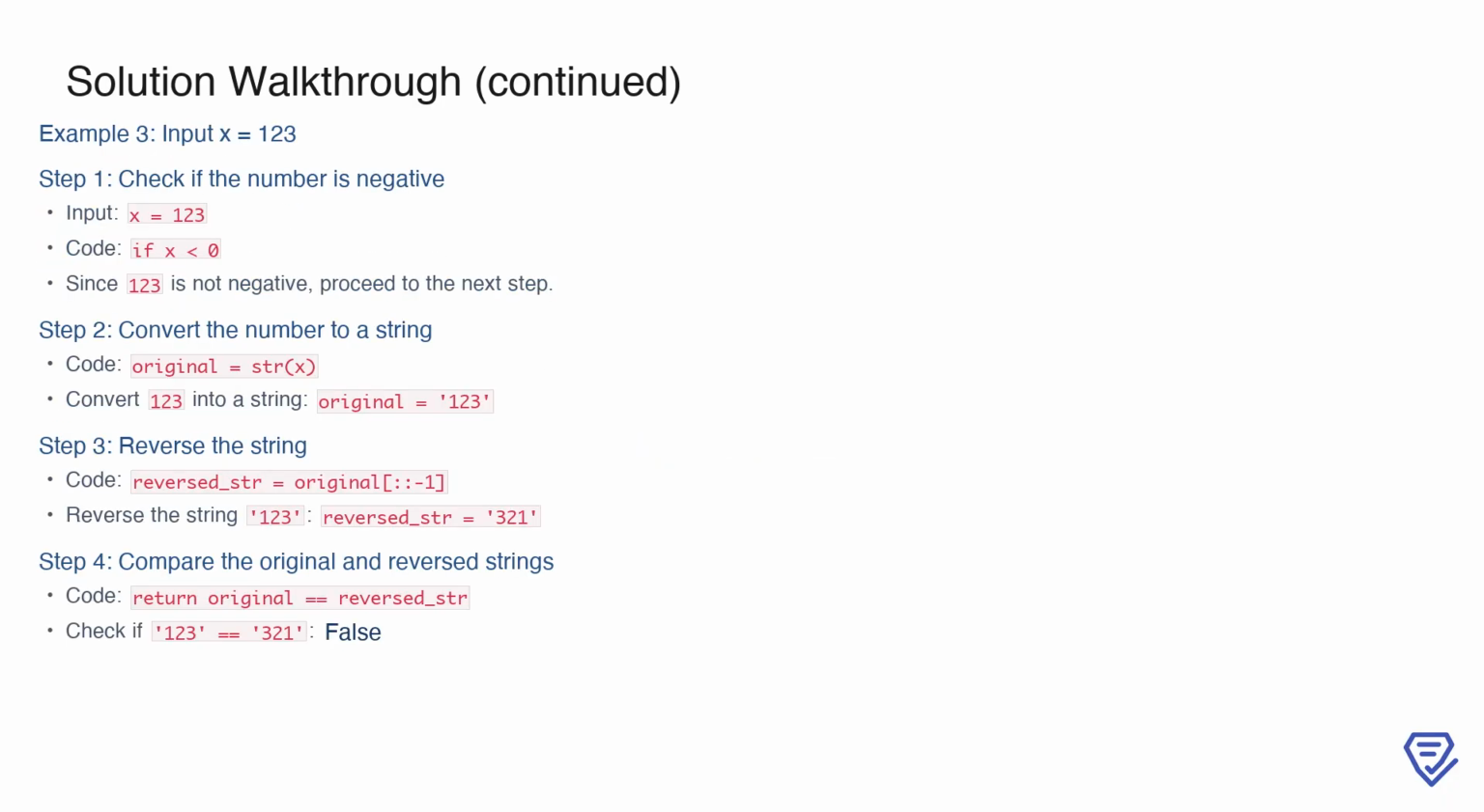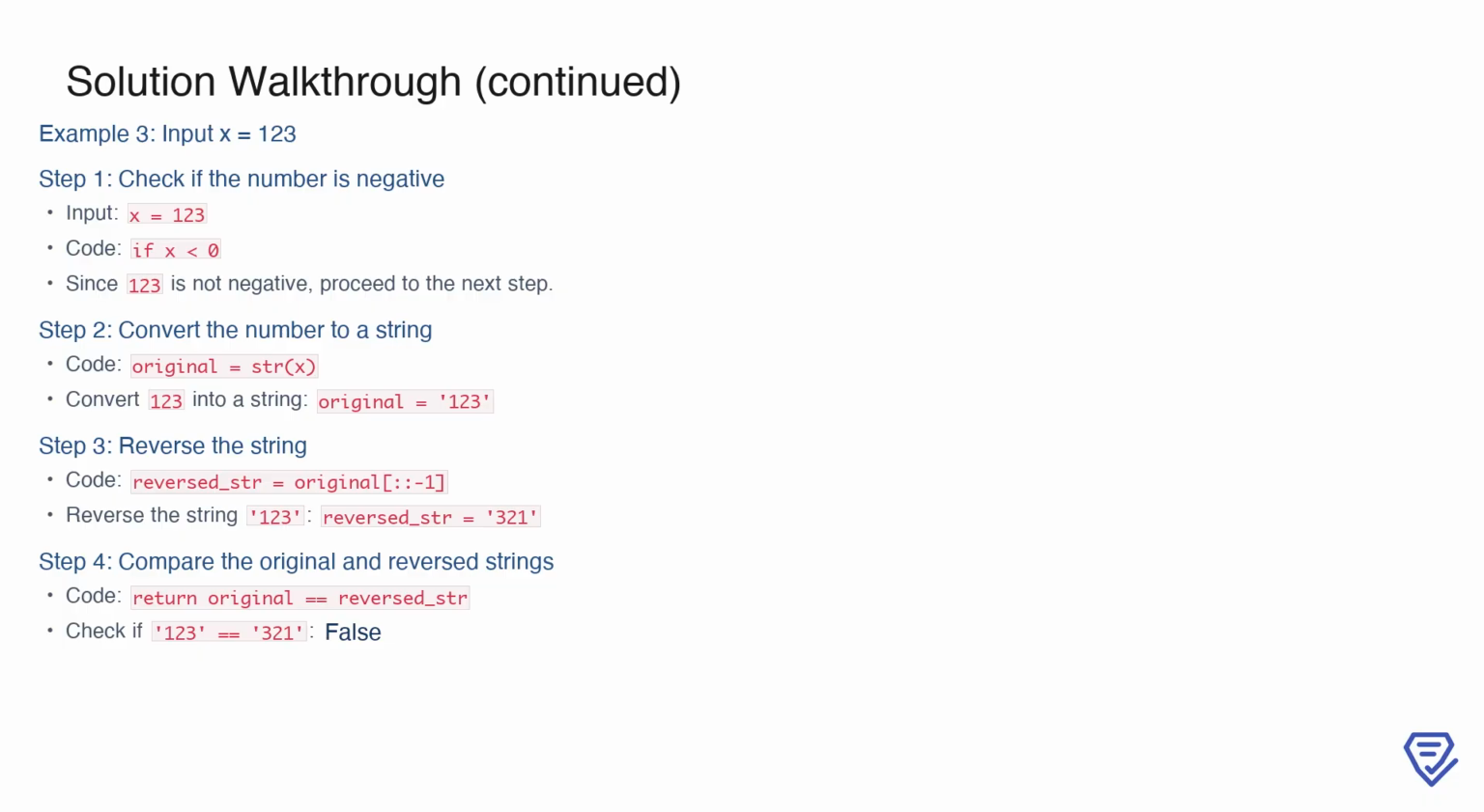Next, let's analyze the case where the input is 123. As usual, we start by checking if the number is negative. Since 123 is not negative, we proceed to the next step. Here, we convert it to a string using original = str(x), resulting in the string "123". Afterward, we reverse this string using slicing, reversed_str = original[::-1], which gives "321".